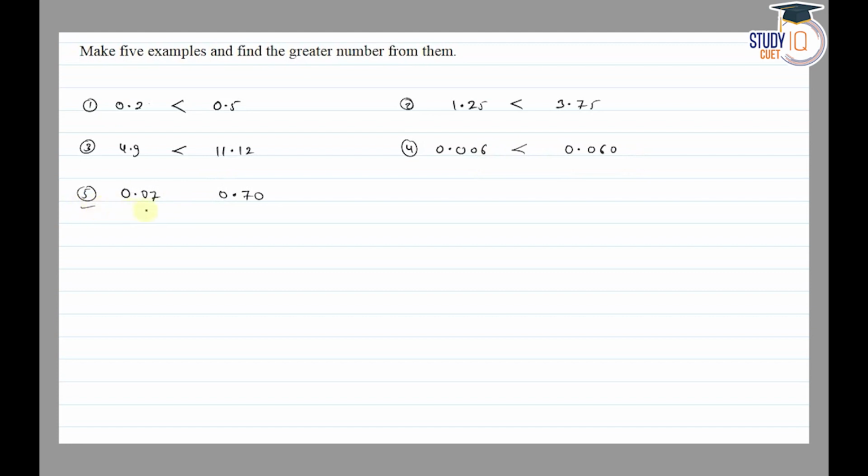Fifth, 0.07 and 0.70. So 0, both side whole number same is. We will check 10th place, here 0 is there, here 7 is there. So 7 is greater than 0. So 0.07 is less than 0.70.